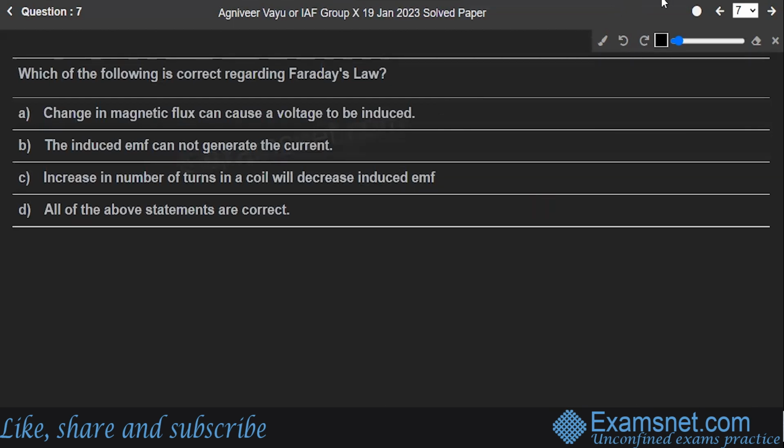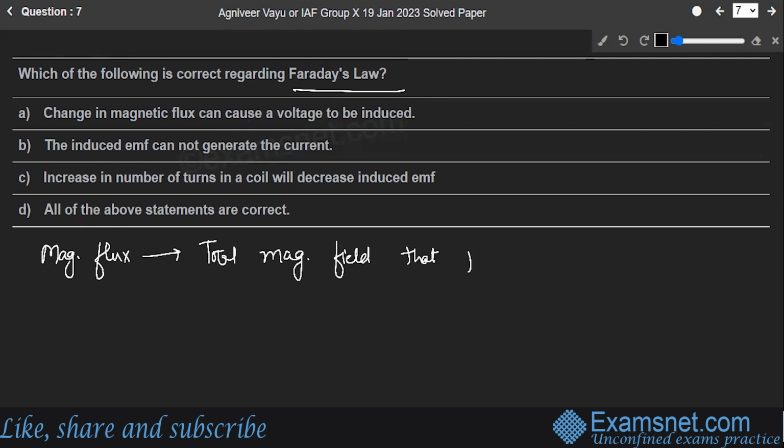Question number 7, which of the following is correct regarding Faraday's law? Before starting with this question, I would like to talk about the magnetic flux. What is that? It is the total magnetic field which passes through the given area.